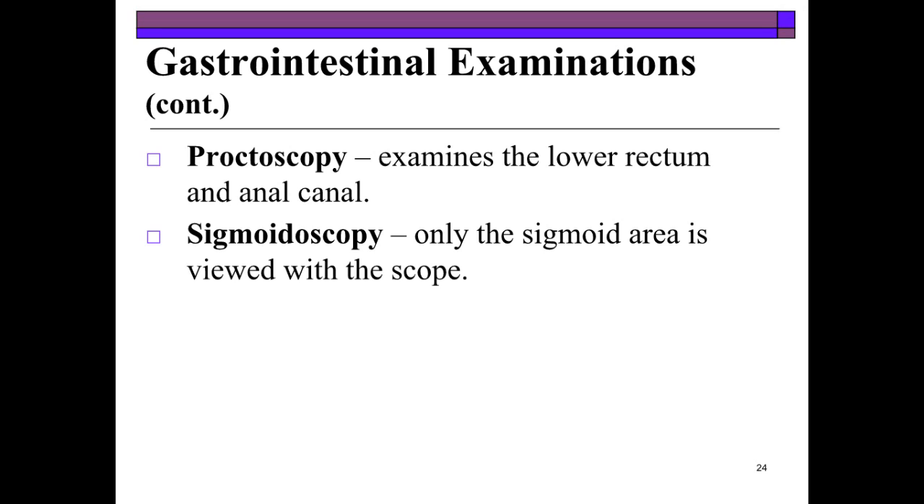A proctoscope examines the lower rectum and the anal area, and then the sigmoidoscopy is only the sigmoid part of the colon. So you have the ascending, the transverse, the descending, and the sigmoid colon. So be sure that you're familiar with those types of scope and where they can go, what they can view.